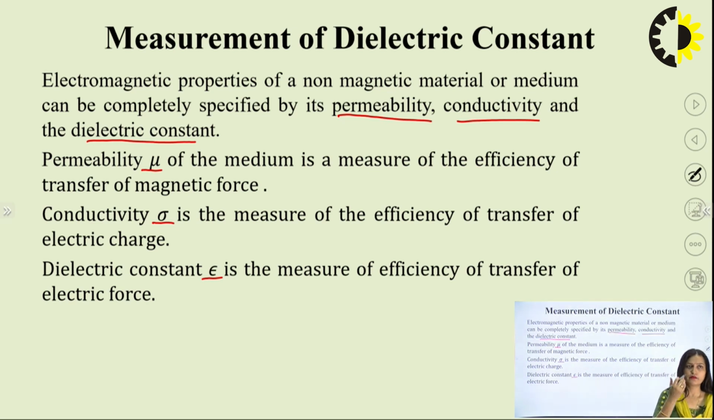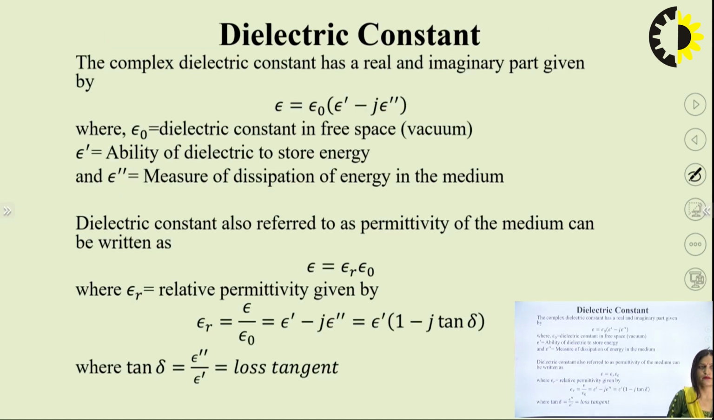So basically a particular dielectric, or we can say a particular medium, is responsible for the transfer of the magnetic force, electric charge and the electric force. So today we will discuss how efficient a particular medium is to transfer an electric force. The dielectric constant is basically a complex term which has a real and an imaginary part, and it is given as epsilon is equal to epsilon naught into epsilon prime minus j epsilon double prime, where epsilon naught is the dielectric constant in free space, epsilon prime is the ability of a dielectric to store energy, and epsilon double prime is a measure of dissipation of energy in the medium.